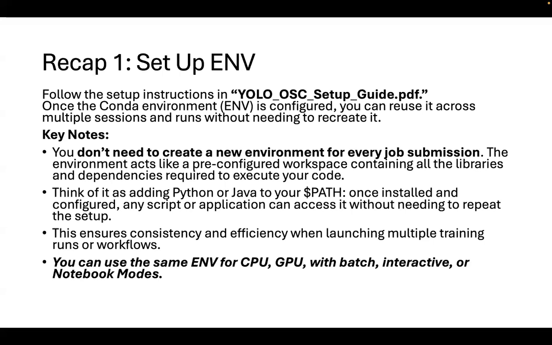So key notes that we have to remember when we are talking about setting up an environment is, let's say I have an environment where I have installed my Ultralytics, my Python and everything. You don't need to do those steps again and again for every job that you run. So you just set up the environment once and you can run 1,000 jobs using that environment. So treat that environment as a path of readable executables. Multiple jobs can look into that environment and use those executables in one go. So you don't need to recreate the environment for every job that you run.